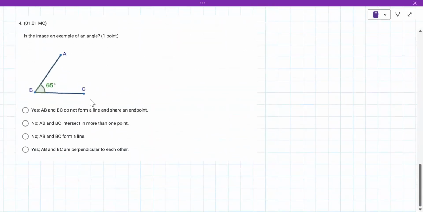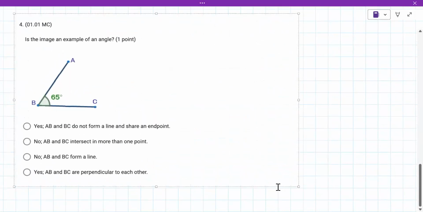All right. Is the image an example of an angle? One of the issues is that an angle typically goes on forever, but it doesn't say that. That's okay. So is this an angle? It sure looks like it.